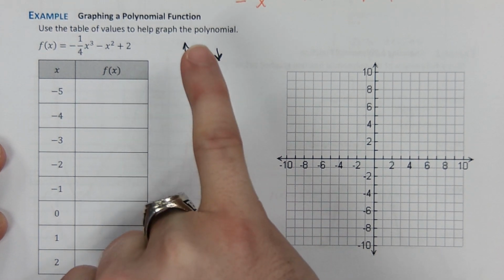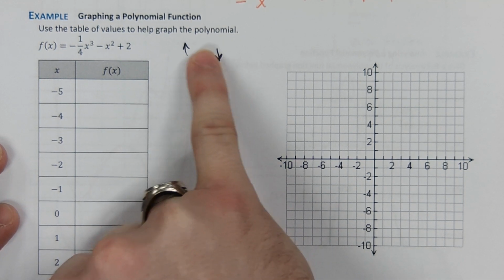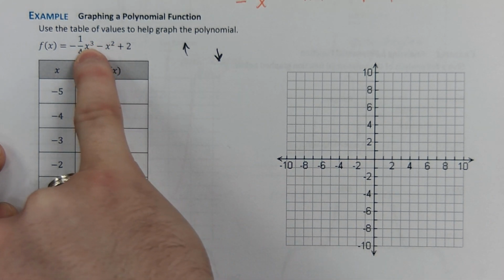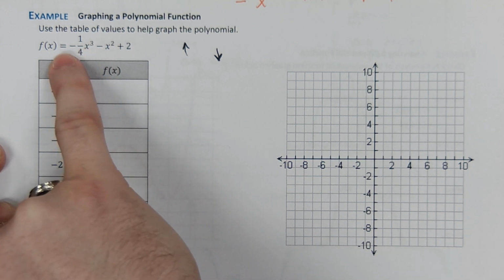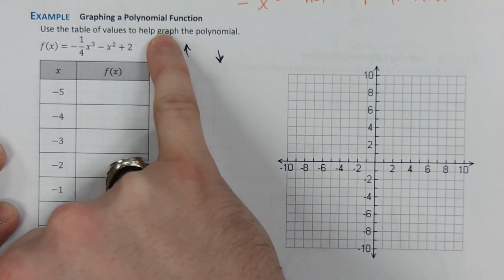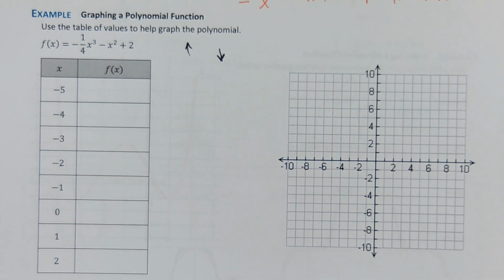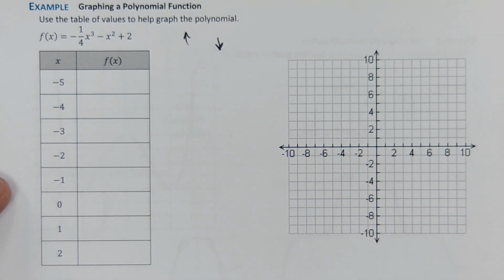So we said the reason why we know the endings point opposite directions is because odd degree. And because the leading coefficient is negative, overall negative trend. So that's how we knew that's what our endings would look like.